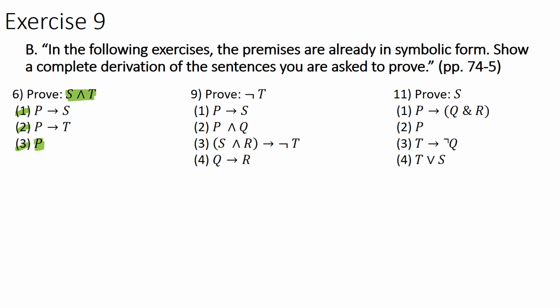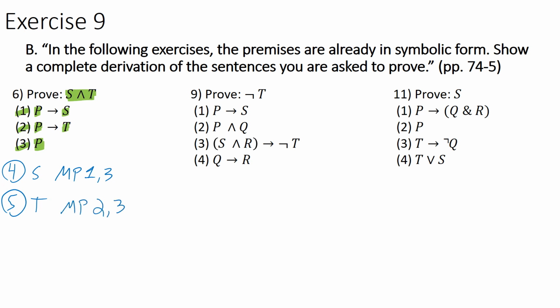This means we can do some modus ponens inferences, because we could affirm this antecedent to get S. We could affirm this antecedent to get T. Thus, for line 4, we can say S by the modus ponens inference with lines 1 and 3. And then for line 5, we can get T by the modus ponens inference with lines 2 and 3.